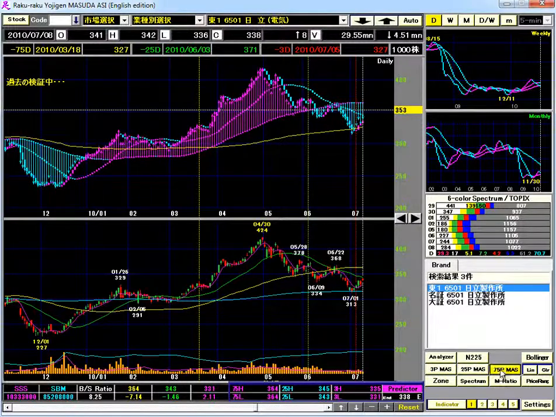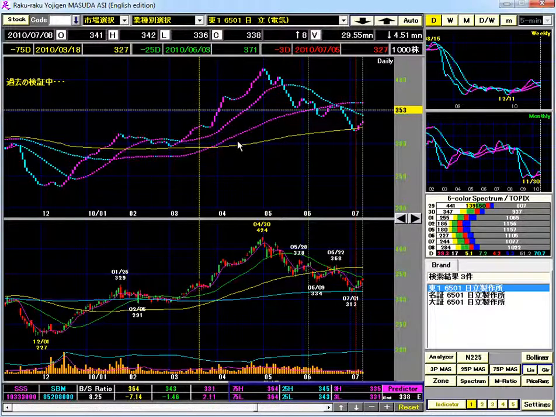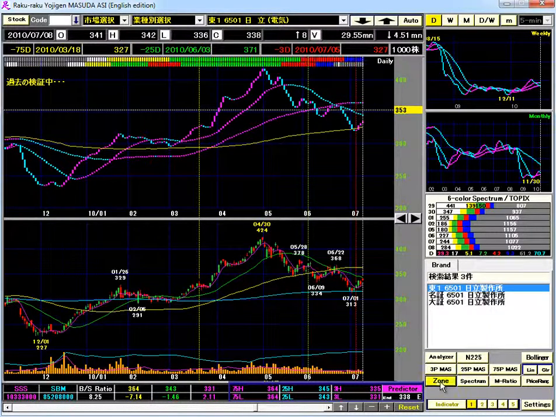Now, following on from our previous lesson, lesson number 15, where we talked about the 6-color patterns, we can actually determine where uptrends and downtrends are using the 6-color pattern classification. The way we do this is by clicking this button, the zone button, which brings up the 6-color bands. There are two lines here. The bottom one is for the daily Masuda Ashi, and the upper line is for weekly Masuda Ashi. For now, we'll just be focusing on the bottom line for the daily Masuda Ashi.